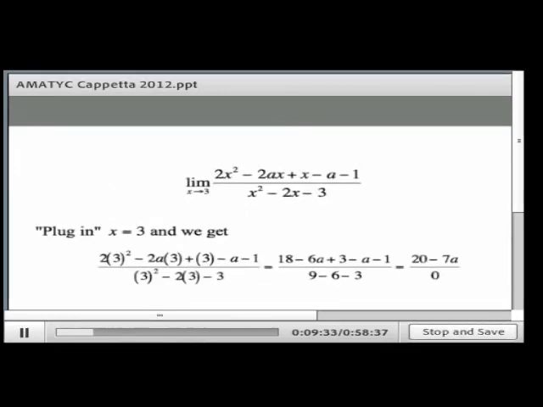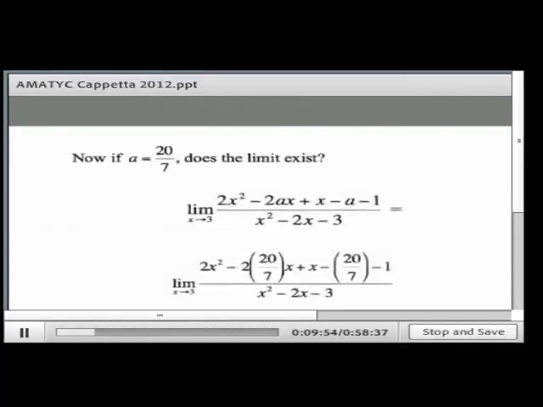We use the plugging in strategy, okay? And we know that it's fair to plug something in if the function is continuous. We plug in and we get (20 minus 7a) over 0. Now, a is a variable, and the question is: is it possible for that limit to exist? What does a have to be for that limit to exist? I think we know a potential solution, namely if a is 20 over 7. We have a chance to get there. But is that sufficient?